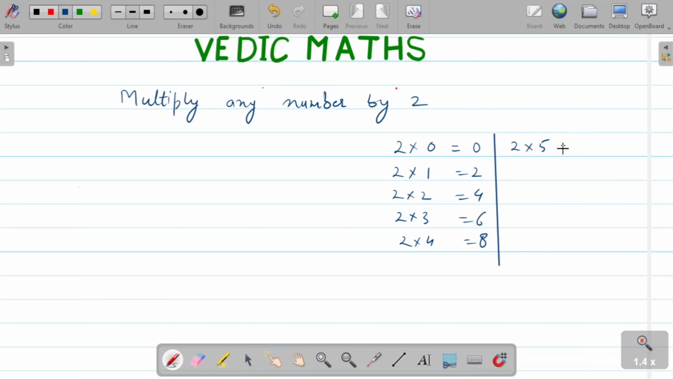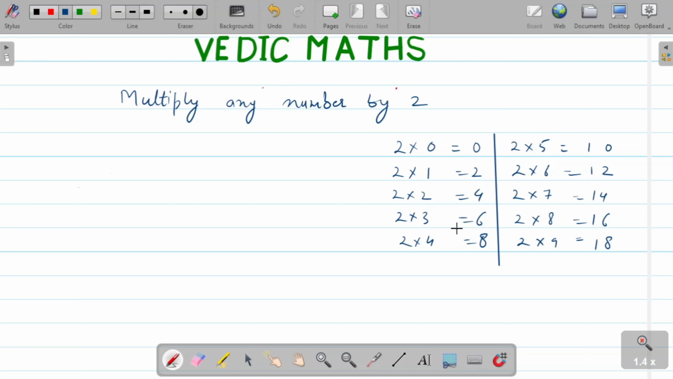2 with 5, the answer is 10. 2 with 6, answer is 12. 2 with 7, answer is 14. 2 with 8, answer is 16, and 2 with 9, answer is 18. 2 with 10, there is no point since we are understanding to multiply with a single digit.